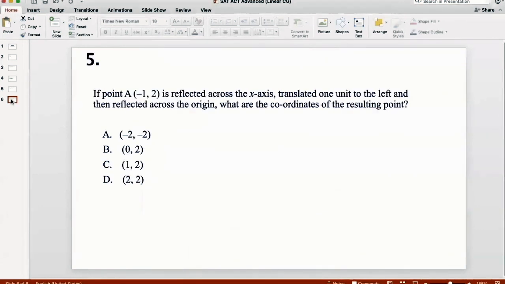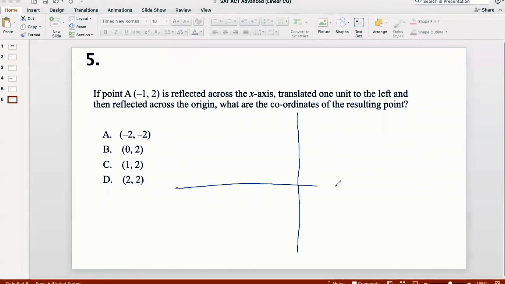Okay. Question 5. If point A (-1, 2) is reflected across the x-axis, translated 1 unit to the left, and then reflected across the origin, what are the coordinates of the resulting point? So let's draw the coordinate plane, (-1, 2). Okay, so this is point A, (-1, 2). It is reflected across the x-axis. So let's say A dash. So that will be (-1, -2), because the x coordinate will remain the same, but the y coordinate will become negative.